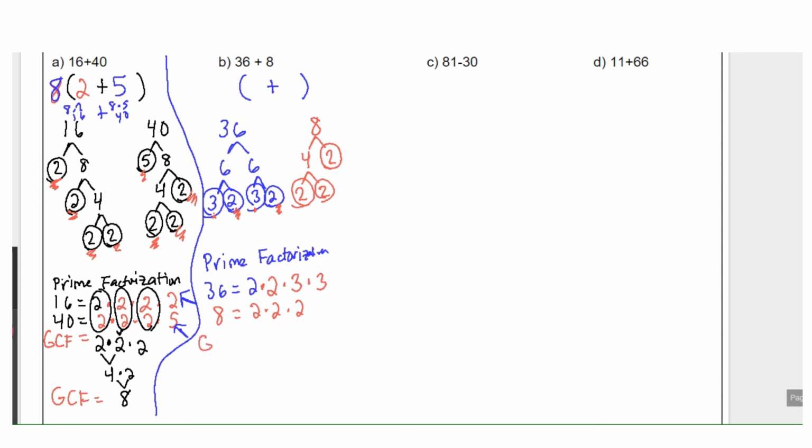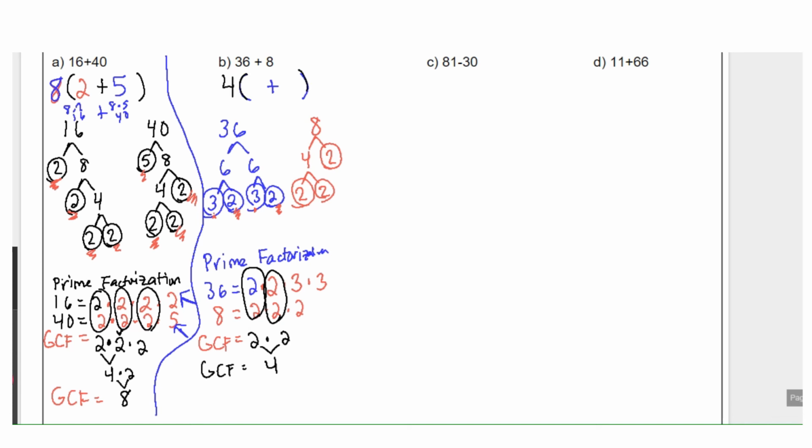Now we want to find the greatest common factor. So what can we factor out? We can factor out a 2. We can factor out another 2 because they have another 2 in common. And that's it. Because 36 does not have another 2 to factor out with this 2, and 8 does not have 3's to factor out with either one of these 3's. So the greatest common factor is just going to be 2 times 2, which is 4. So that's the number that we're going to factor out of the parentheses.